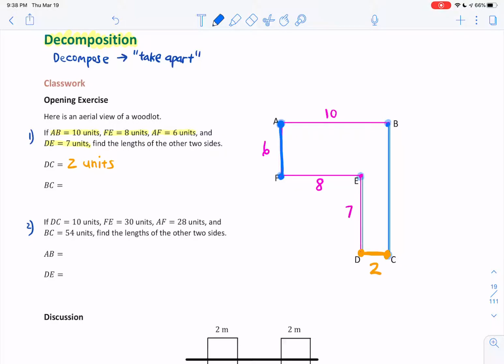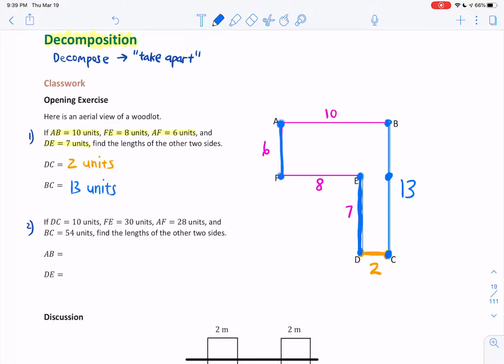So I know that from here to here, it's 6. And then I also know that from point E to point D, the rest of the way, you can see is 7. So I know that from this point in the middle to point C, it's going to be 7. When I put 7 and 6 together, 6 plus 7 equals 13. So the length of the entire side is 13. Therefore, the length of BC is 13 units.